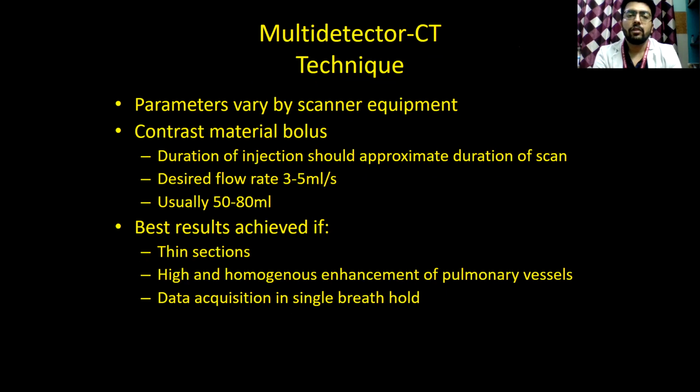Multi-detector CT technique: parameters vary by scanner equipment, Siemens, GE, anyone. Contrast material bolus: duration of injection should approximately be the duration of scan. Desired flow rate is 3 to 5 ml per second, usually 50 to 80 ml we give. Best results are achieved if there are thin sections, high and homogeneous enhancement of pulmonary vessels, data acquisition in a single breath hold.